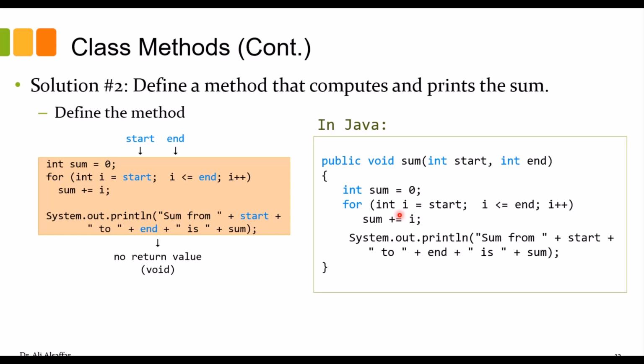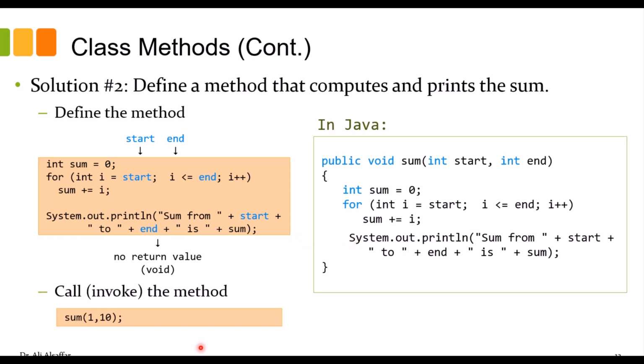Next, how to use it. So how to use this method to compute the summation and print the summation at the same time. This is how to use it. You just simply give it the name of the method, and between round brackets you put 1, 10, and it will give you the answer. Let me show you how we can do this on JGrasp, a real program, to show you how methods are really defined and used in your main program.